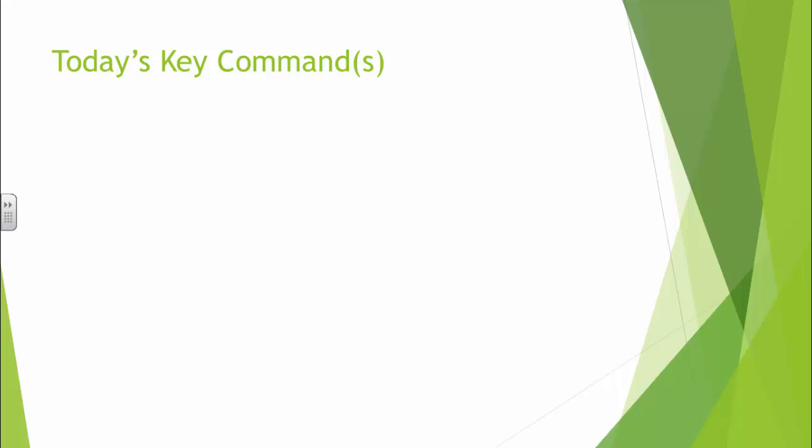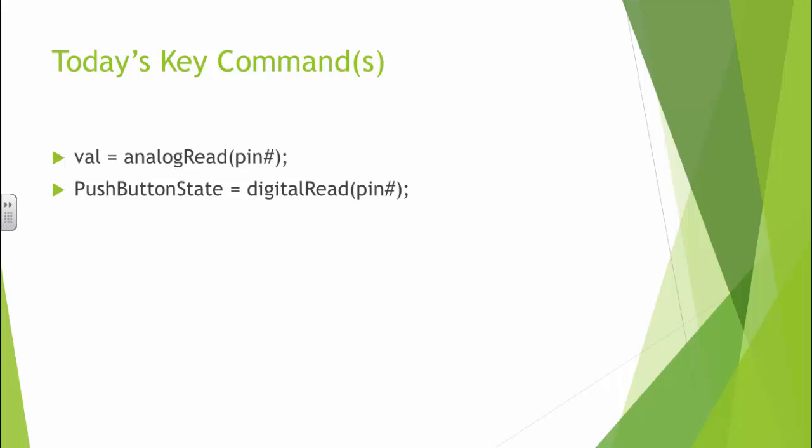We're going to focus on two key commands today. So we're going to look at reading a given pin. If it's an analog value that we're looking for, we use the analog read command specifying the pin number. If it's a digital, then we use the digital read command and the pin number.